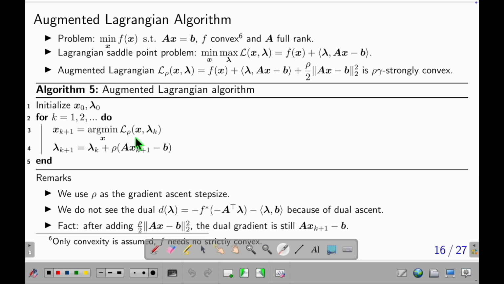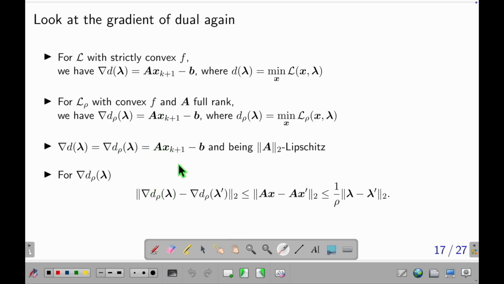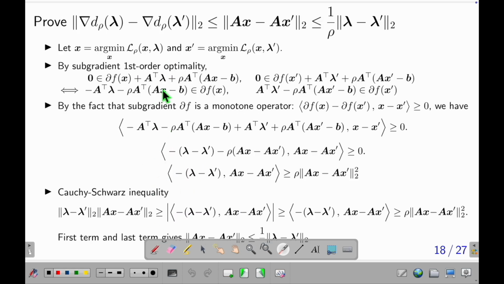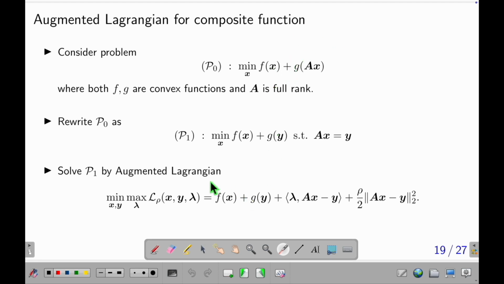What happened to ADMM? Not yet ADMM. So this is the gradient of the dual. These are details, no time. It's just convexity. And then this again shows that the dual gradient is 1 over rho Lipschitz. So you can do step size. Then what? Now I have this thing. This is the expanded form.